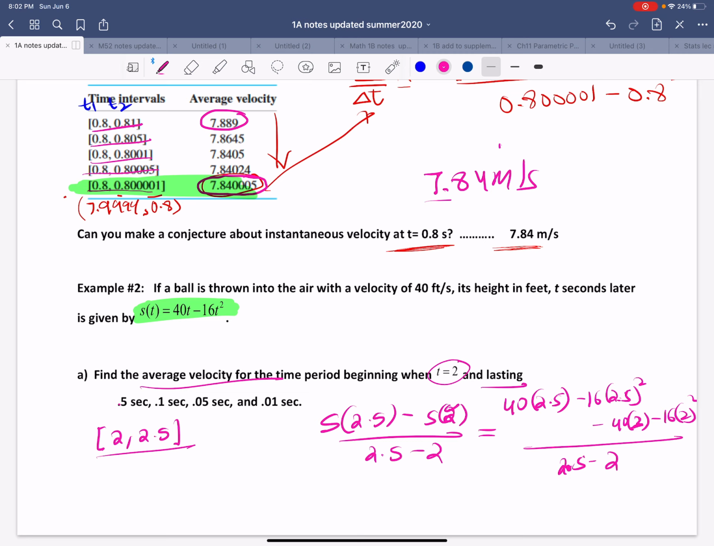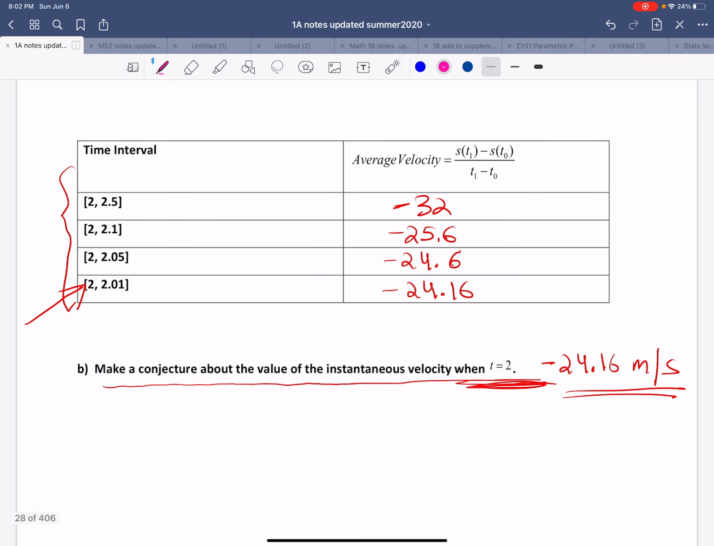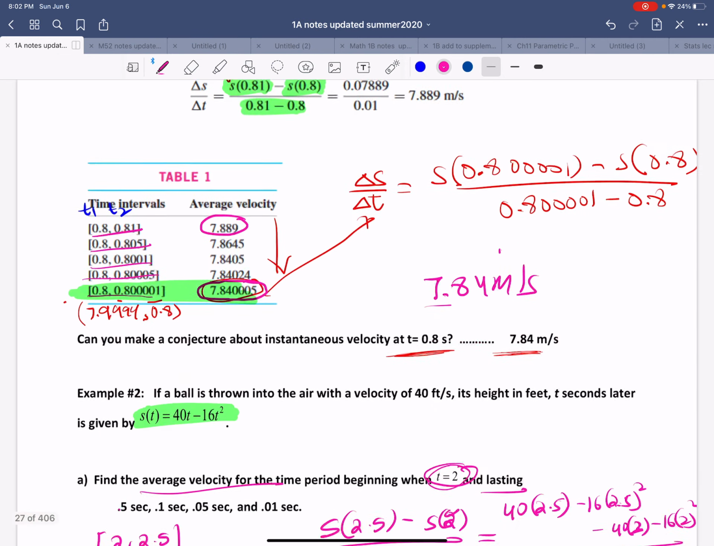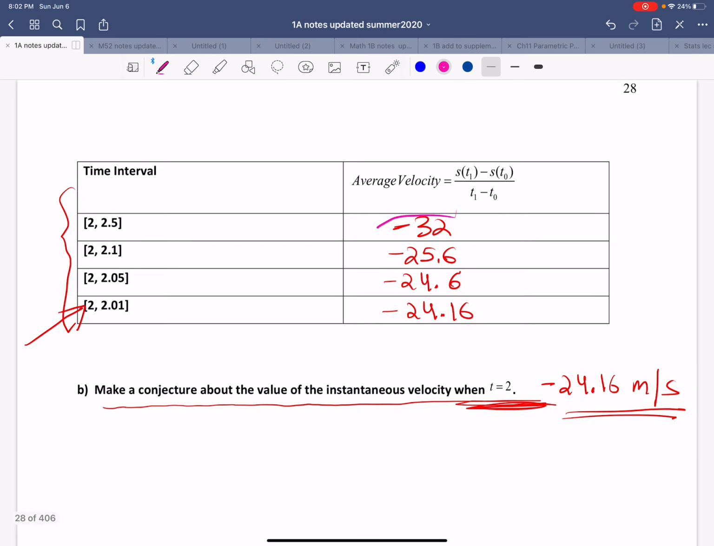If you want to estimate the average velocity at time t equals 2, I would use the interval 2 and 2.01 because that's closest to 2. Okay, here's a table. I completed this step for all of these. Between 2 and 2.5, when I plug these into the calculator, it turns out to be minus 32. Between 2 and 2.1, negative 25.6. Between 2 and 2.05, negative 24.6. Between 2 and 2.01, negative 24.16.